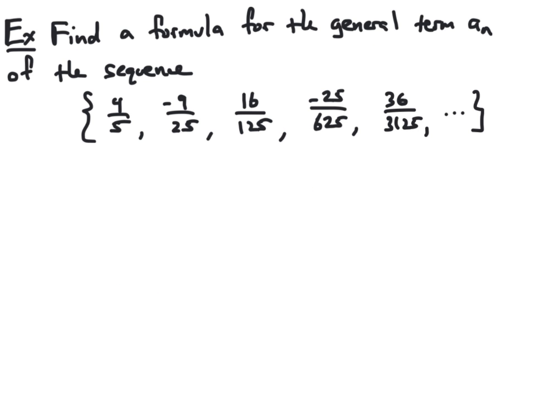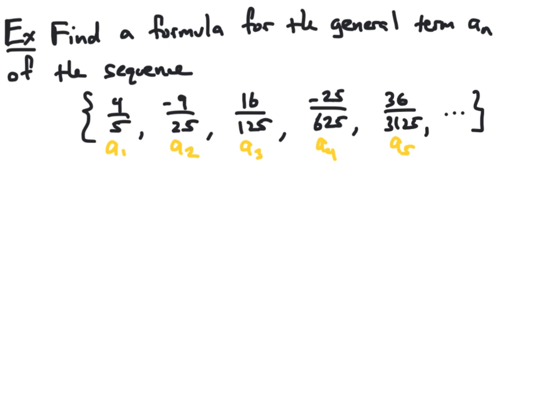In this example, we want to find a formula for the general term a sub n of the sequence whose first 5 terms are 4/5, negative 9/25, 16/125, negative 25/625, and 36/3125. Because we have our first 5 terms of our sequence, we can go ahead and label these A1, A2, A3, A4, and A5 respectively. And we can use this to check our final formula when n is 1, 2, 3, 4, 5 to make sure that we obtain these 5 values.